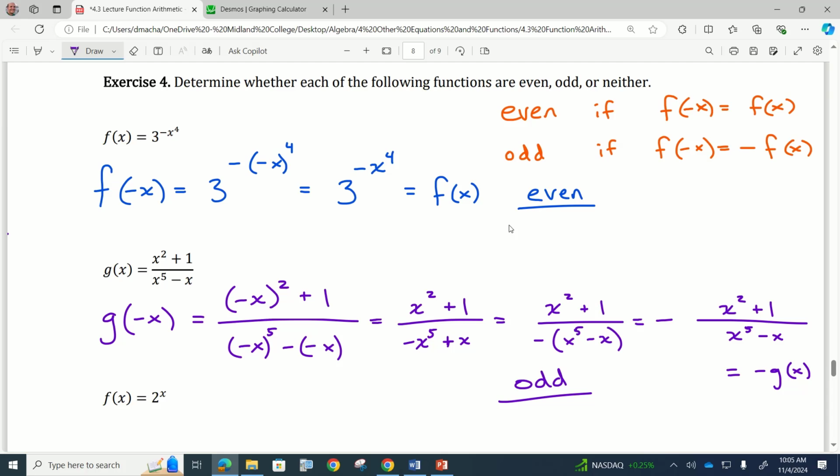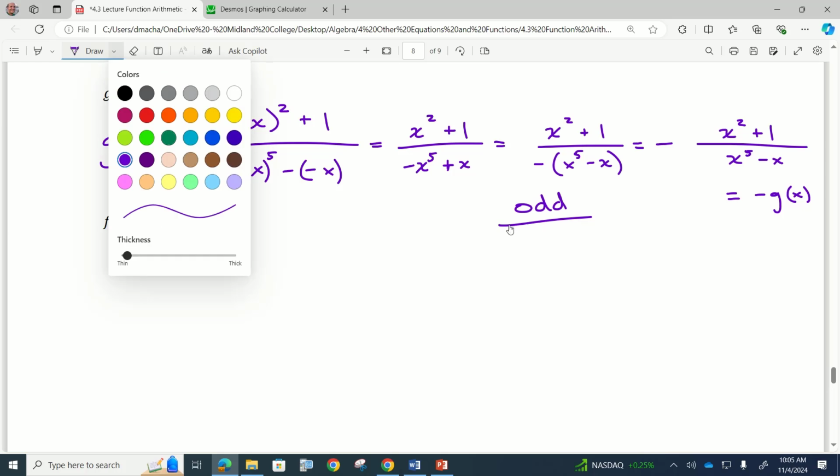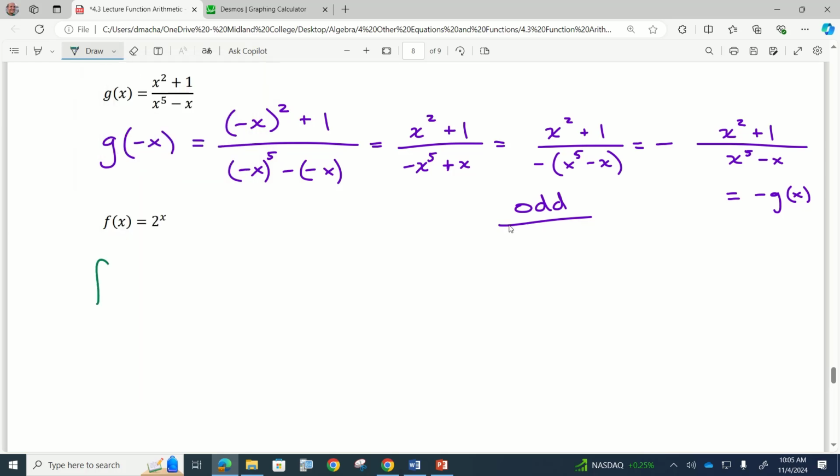All right, the next one says 2 raised to the power x. Is that one going to be even, odd, or neither? Yeah. So if I plug in negative x, that's not the function I started with, and it's not the negative of the function I started with. That's something else completely, so we say this is neither.